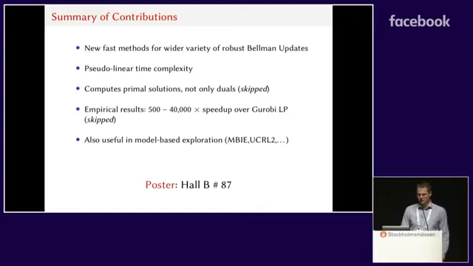So to summarize the contributions, we propose new fast methods for a wider variety of robust Bellman updates. We show that they have pseudo-linear time complexity. What's also important, what I didn't talk about, is that we compute also the primal solutions, unlike some previous methods that only compute duals, and so it can be used with policy iteration style methods. We ran a suite of empirical results, and we saw for moderately sized problems of up to 200 states, 500 to 40,000 times speed up over Gurobi linear program. And the Gurobi LP solver is one of the best LP solvers out there.